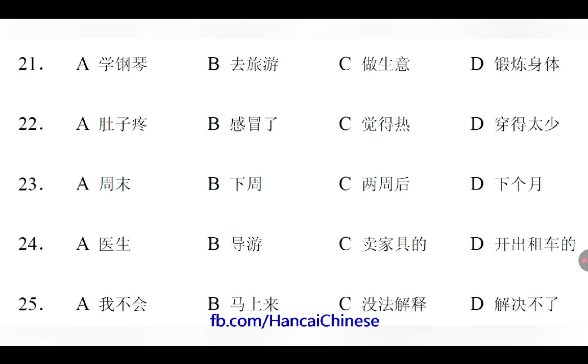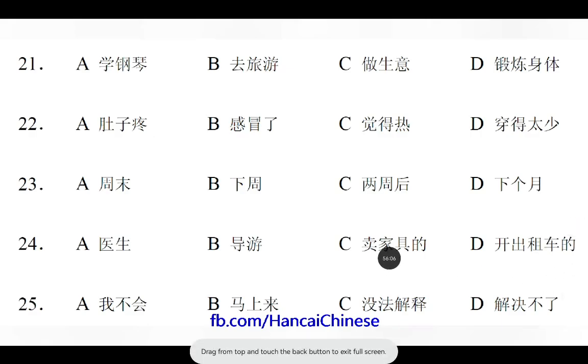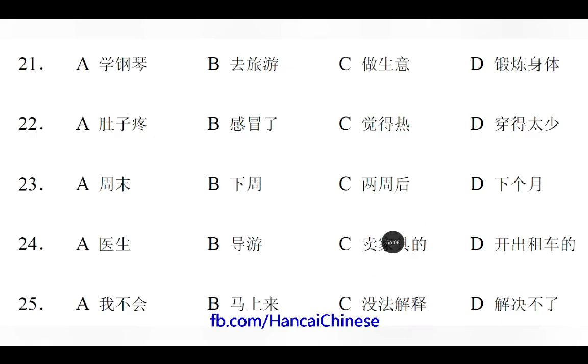24。你好，我在这里买家具，你们负责送吗？当然，家具. Which one? 家具. So, 家具 is related to this one. Jiaju is related to what? This is tour guide. It's not related to tour guide. It's also not related to hospital or doctor. Also taxi driver. Maybe it's related to taxi driver.